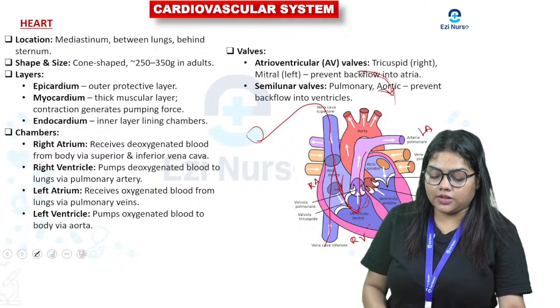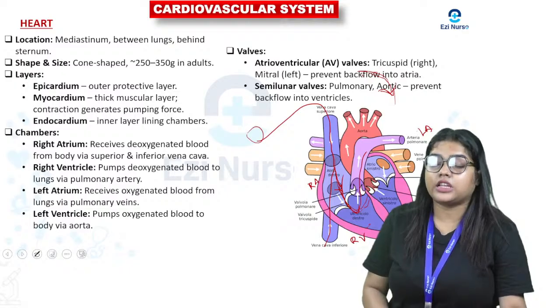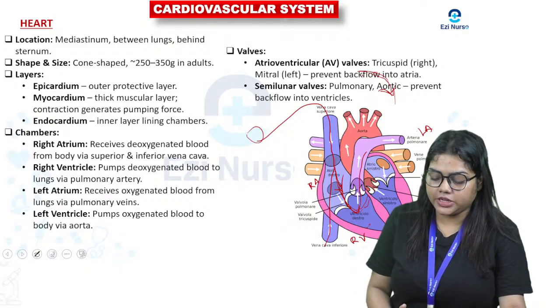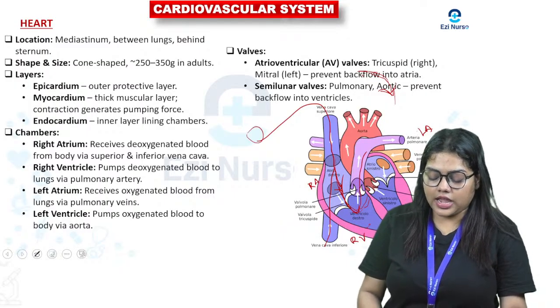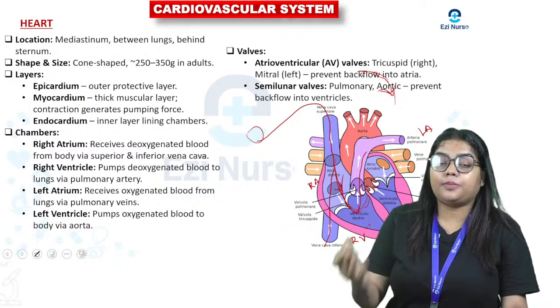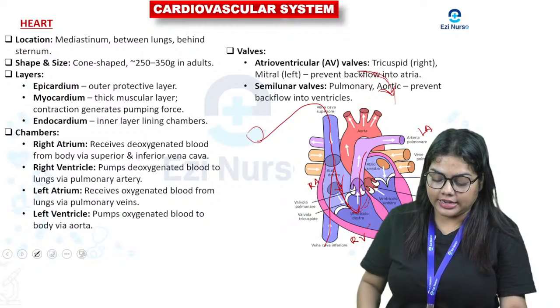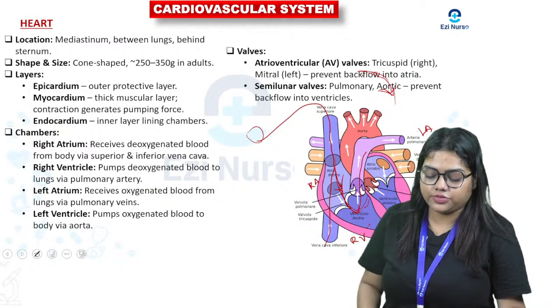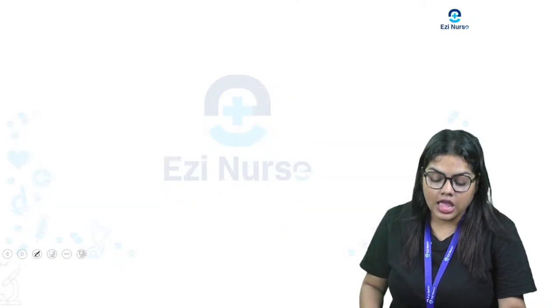Now we have valves also, atrioventricular valves and semilunar valves. 2 types of valves. Atrioventricular valves are the tricuspid or right valve and the mitral valve, which will prevent the backflow into the atria. Then semilunar valves, which are the pulmonary and aortic valves, will prevent the backflow into the ventricles.